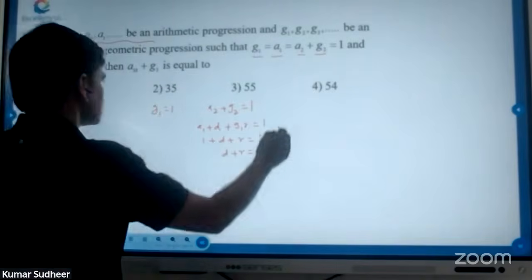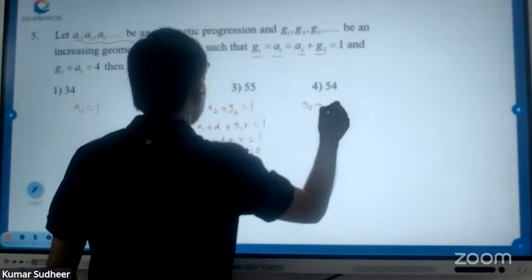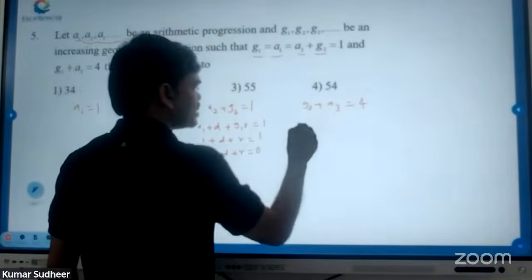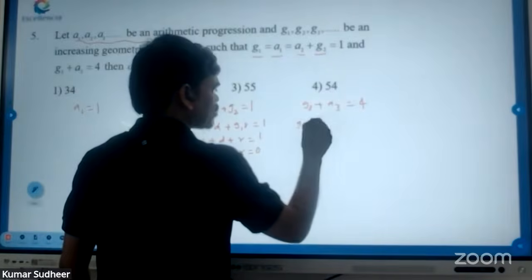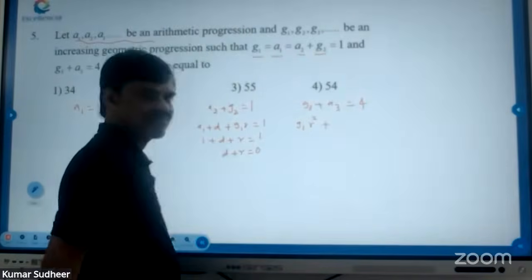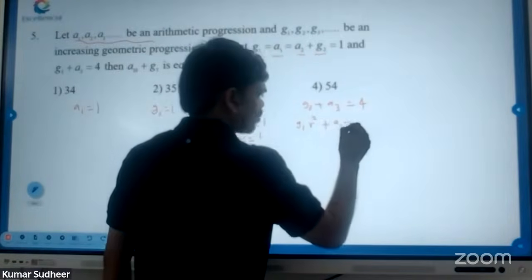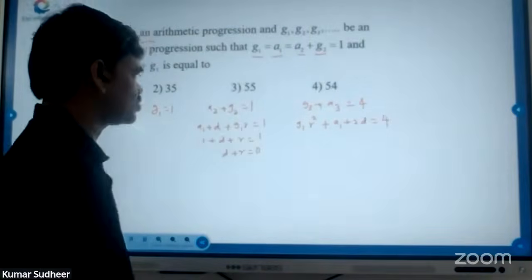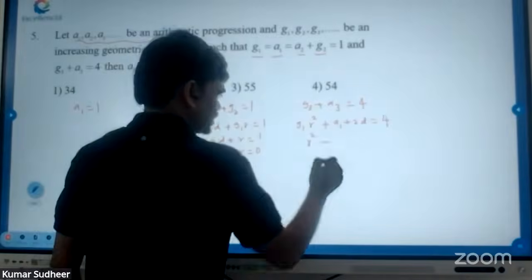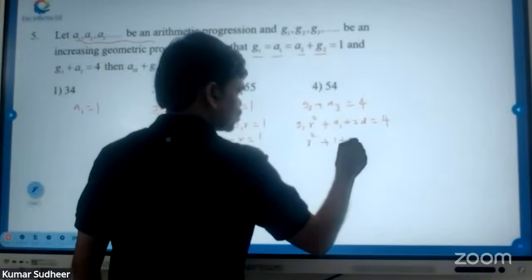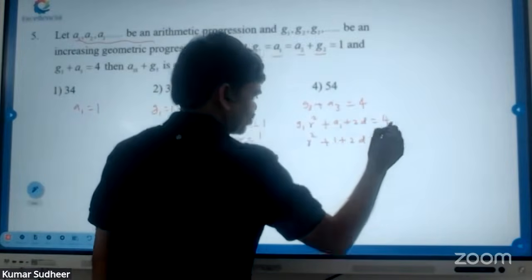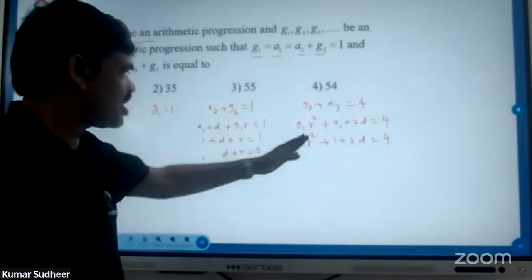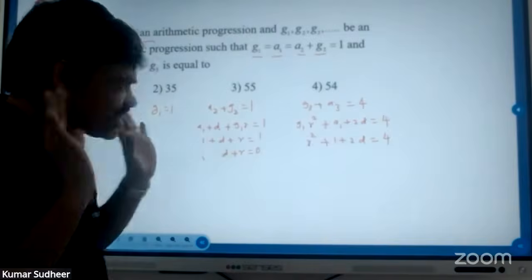Next, one more relation, what is given? G3 plus A3 equal to 4. What is G3? G3 is nothing but G1 R squared, plus A3. A3 is A1 plus 2D. That is equal to 4. Both these values we know, therefore it is R squared plus, A1 is 1, plus 2D, that is equal to 4. Again, one more relation we got. If you find out either D or R, we can get the answer.